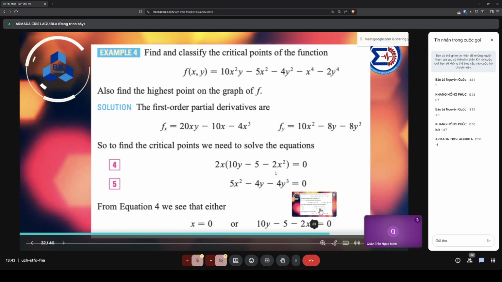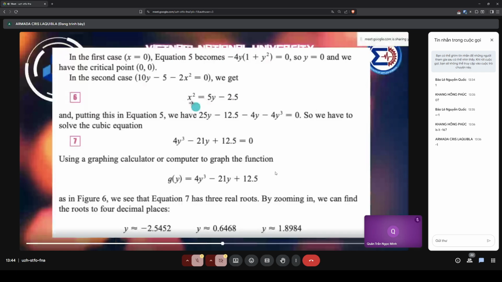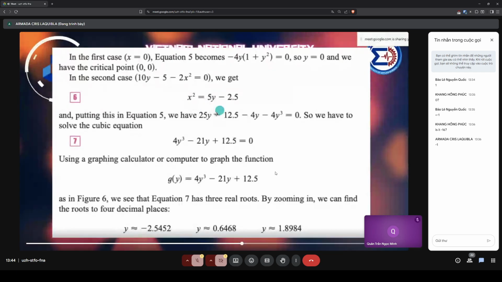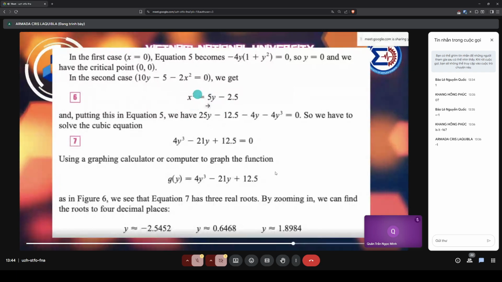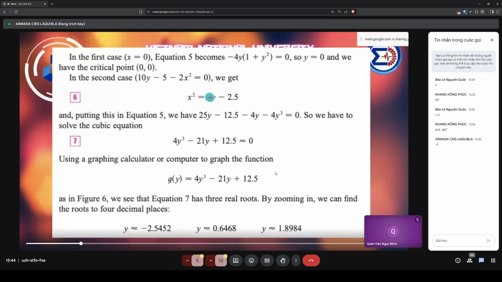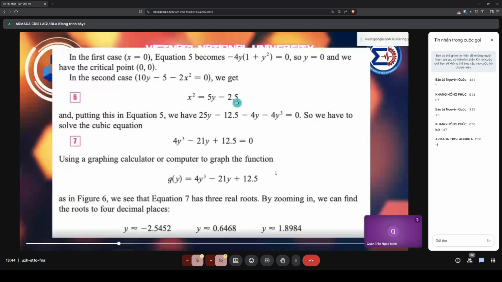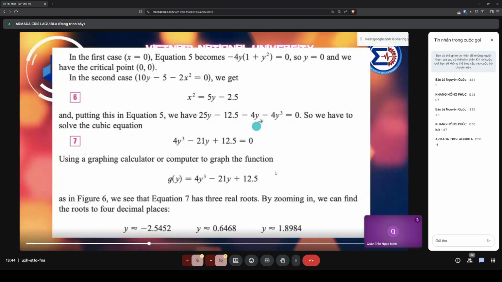So we have their second case, 10y minus 5 minus 2x squared is equal to 0. Transfer 10y to the other side, transfer 5 there, then divide all the numbers by -2. Then your x squared now is equal to 5y minus 2.5. This is the value of your x squared. Substitute it here in the equation 5. So multiply that with 5. Then minus 4y minus 4y cubed. So here, multiply this by 5, it becomes 25y, minus 2.5 times 5, it's 12.5. So minus 4y cubed is equal to 0.